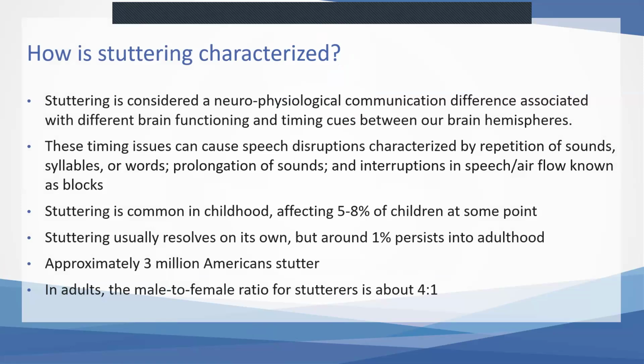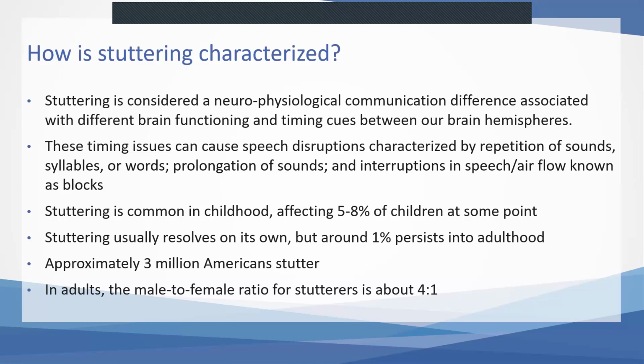So stuttering is considered a neurophysiological communication difference associated with different brain functioning and timing cues between our brain hemispheres. So the two lobes of our brain hemispheres are just not connecting and timing out our connection quite right. These timing issues can cause speech disruptions characterized by repetitions of sounds, syllables, words, prolongations, and interruptions of airflow, known as blocks.